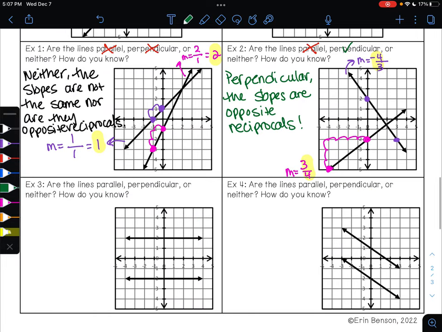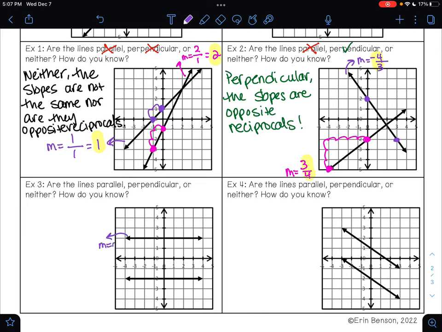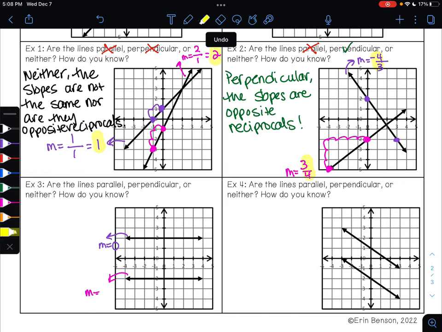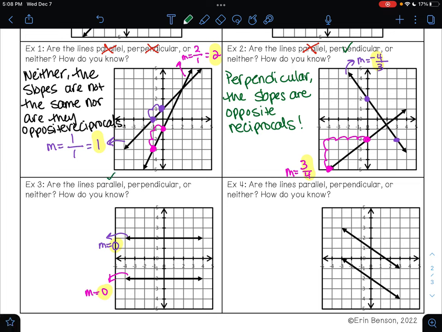Let's look at example 3. So on example 3, this line right here, well, we learned that the slope of any horizontal line is 0. So the slope of this line is 0. Here I have another horizontal line. Again, my slope is 0. So are these slopes the same? Yeah, they are. So because the slopes are the same, they are parallel. They have the same slopes.